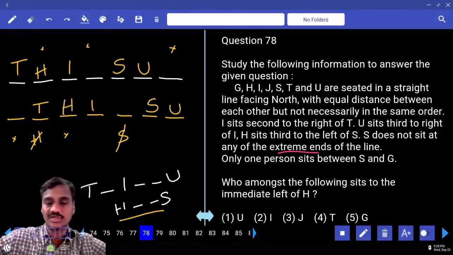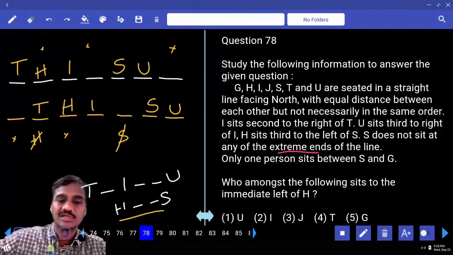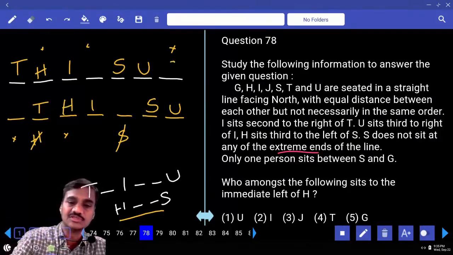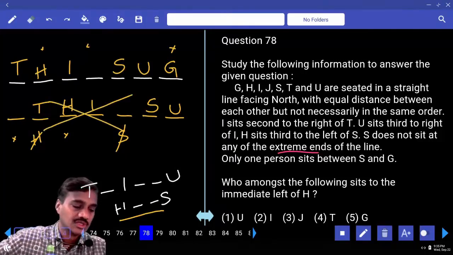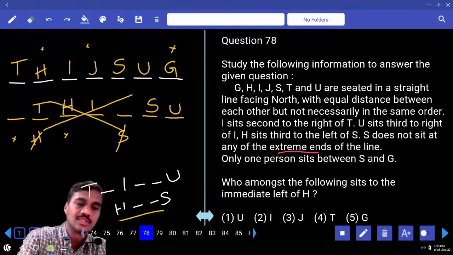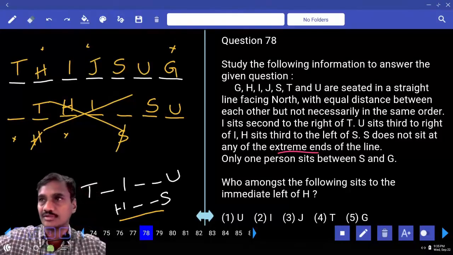Done with this. And only one person between S and G. In between S and G there must be exactly one person, G is here. Now here between S and G there is one person, which is not possible, so the second is ruled out. Then who is the person after here? J. Now J is exactly at the center of the line.